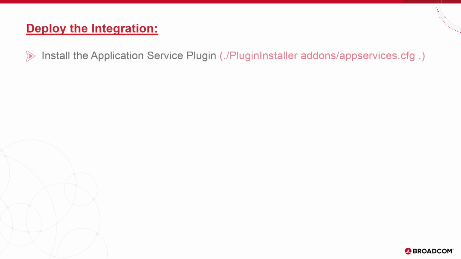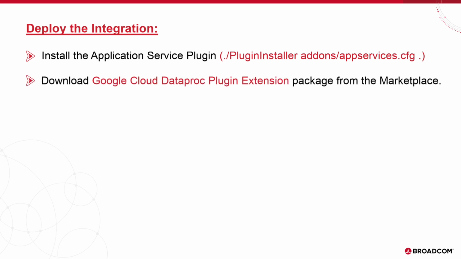First, ensure the Application Services plugin is installed as a prerequisite. The Application Services plugin and Pojo extension have the CFG extension. In older agent versions, you might encounter a PAK file instead. Next, download the plugin extension package from the marketplace. This package contains all the necessary elements.